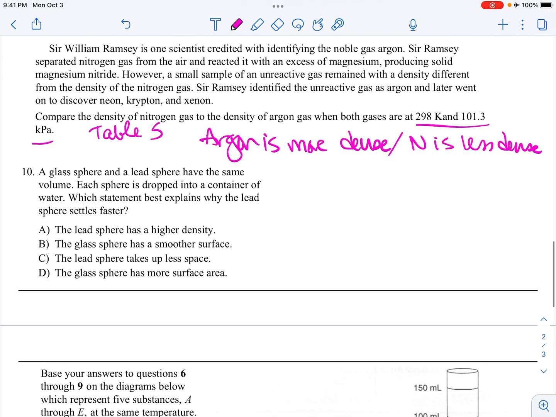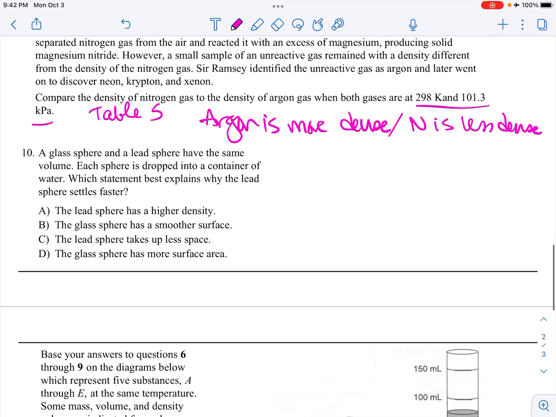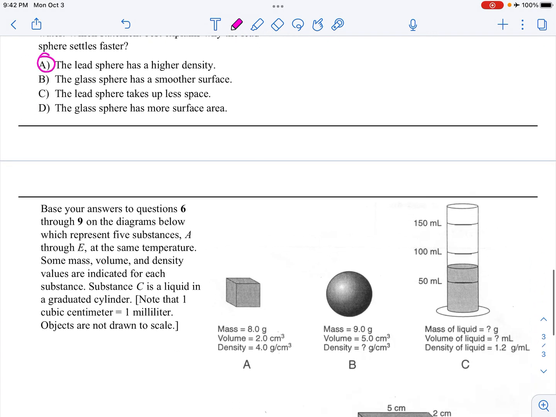A glass sphere and a lead sphere each have the same volume. Each sphere is dropped into a container of water. Which statement best explains why the lead sphere settles faster? Higher density. Glass sphere has a smoother surface. Lead sphere takes up more space. No. Density. It's going to make you settle out first.